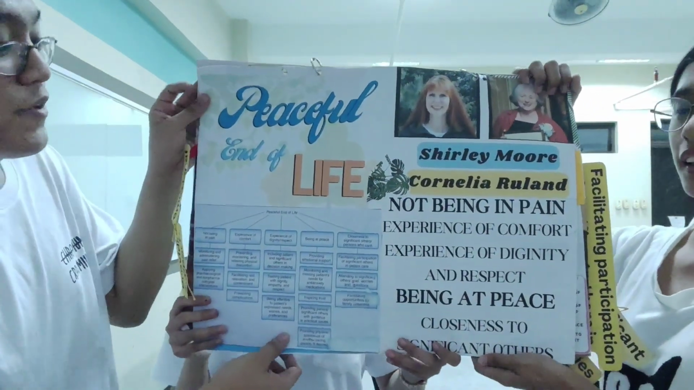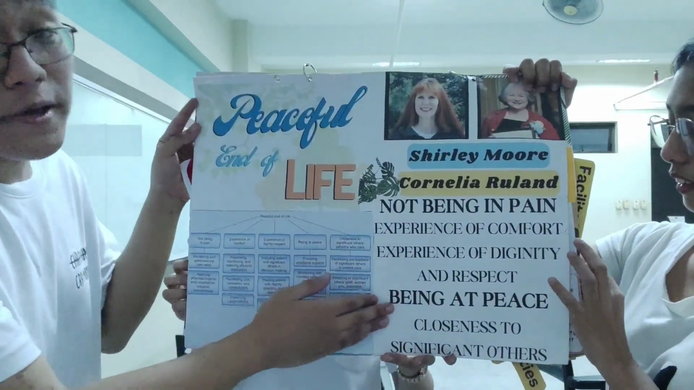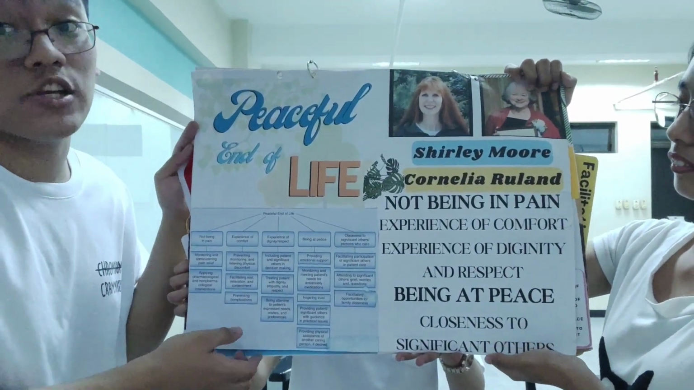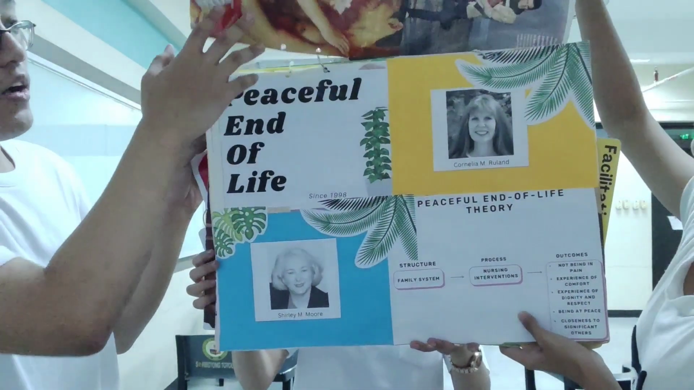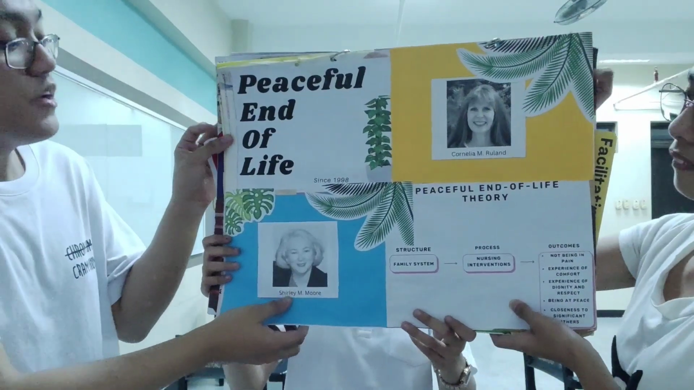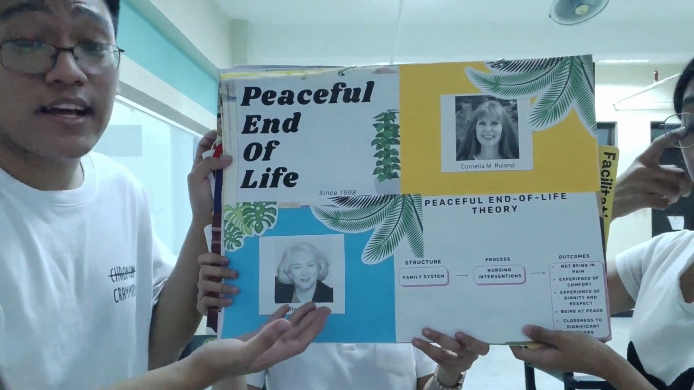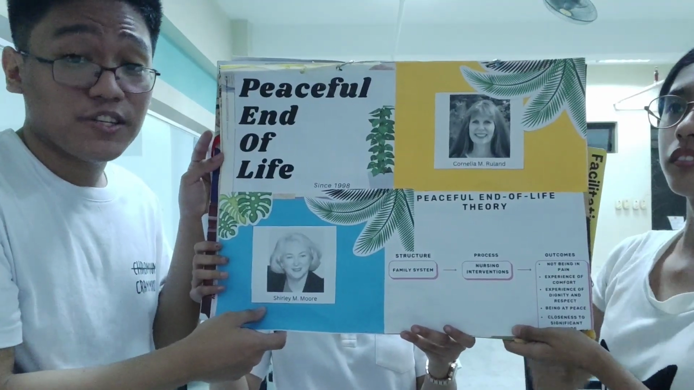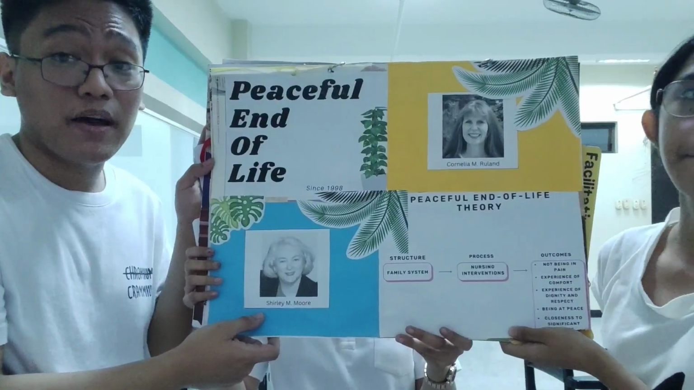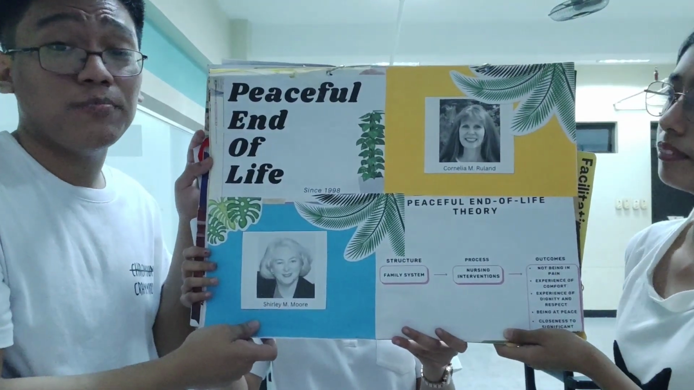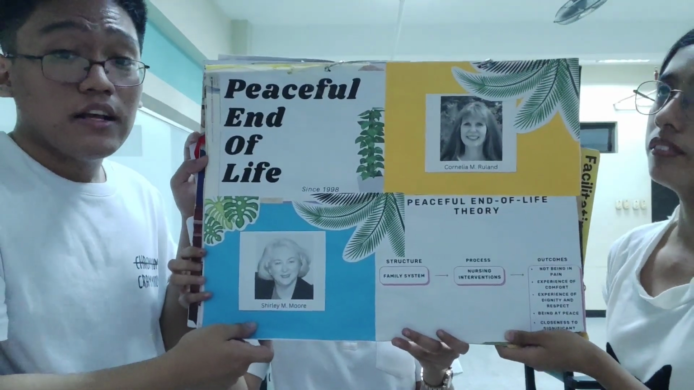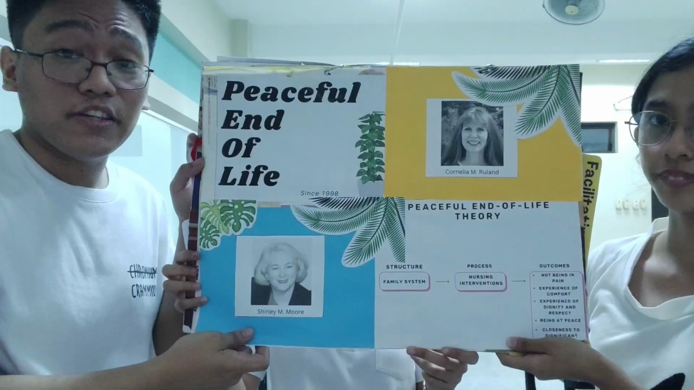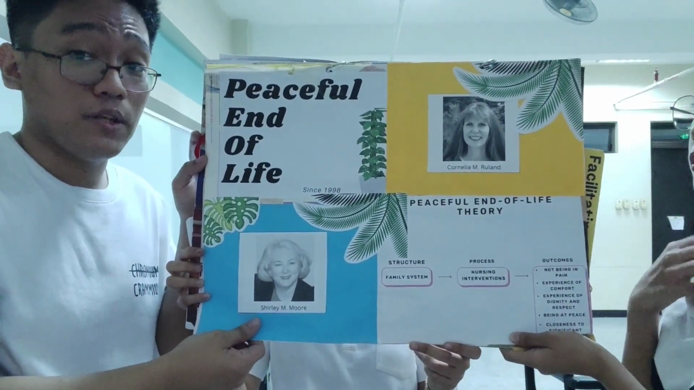To give a brief summary of what we will report, we will discuss the 5 major concepts of the Peaceful End of Life theory, its nursing interventions, and its theoretical assumptions. So, let's start. The Peaceful End of Life theory was designed by Cornelia Rutland and Shirley Moore. This theory is created to provide a framework for the nurses and to help the patients make their end of life a significant experience. Its nursing goal is to improve the quality of life and achieve a peaceful end of life by providing nursing interventions specific to each individual.